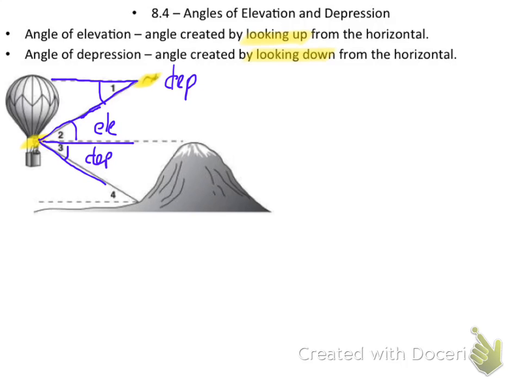And then the last one, again, my horizontal's here. My angle's made coming up, so I'm pretending I'm an ant on this hill or whatever, and I'm looking up, so it would be elevation. Again, from the horizontal, am I looking up or looking down with the angle that's being created?